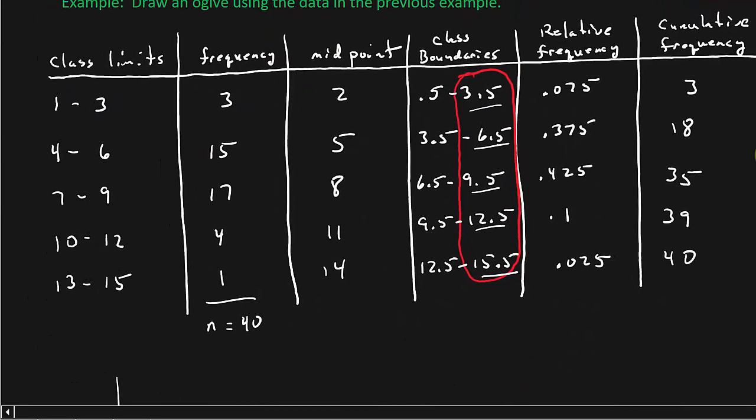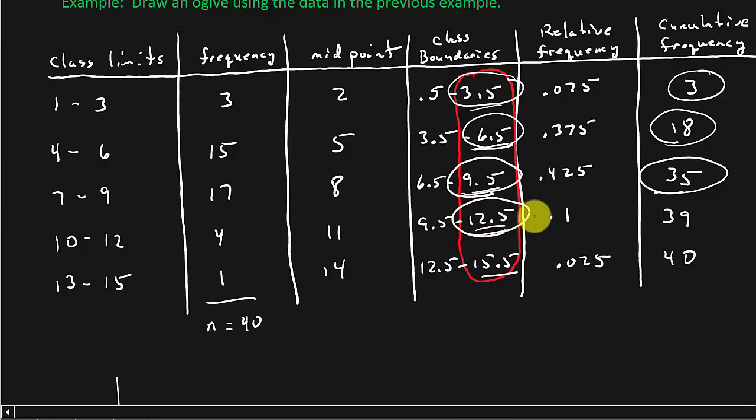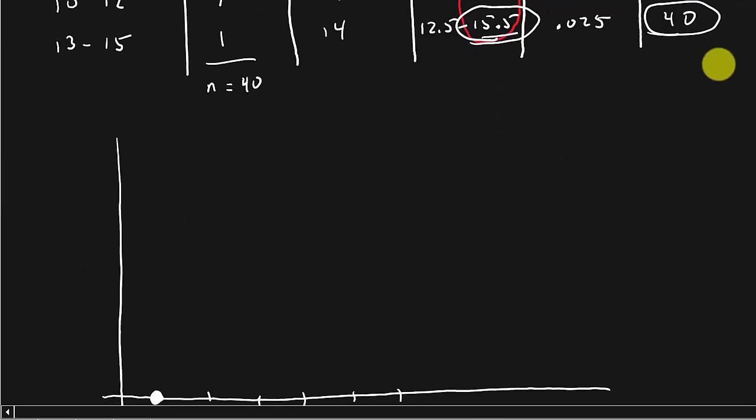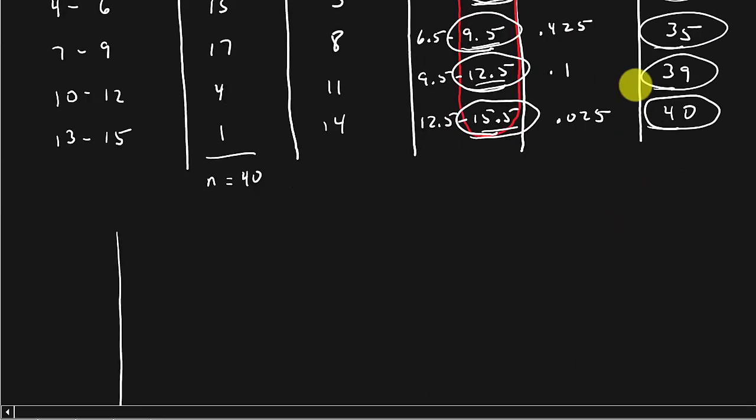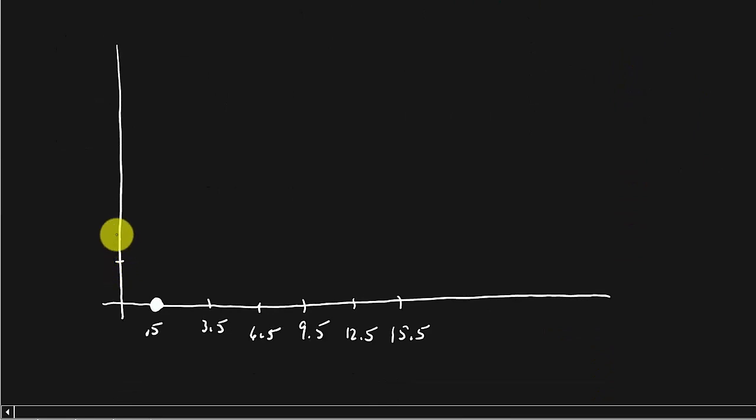And now basically all we're doing is plotting points. So we've got the points 3.5, 3; 6.5, 18; 9.5, 35; 12.5, 39; and 15.5, 40. Those are the points you're plotting. This is like your X, this is like your Y. Okay? So we've got to go up to 40, so I think the best thing to do here would be 5, 10, 15, 20, 25, 30, 35, 40.